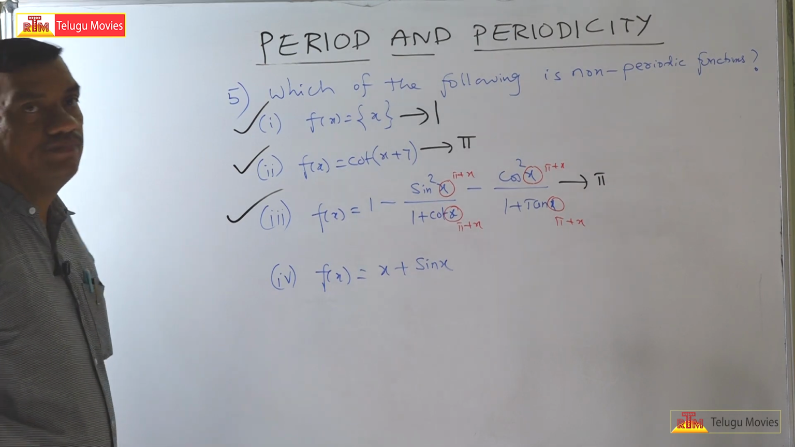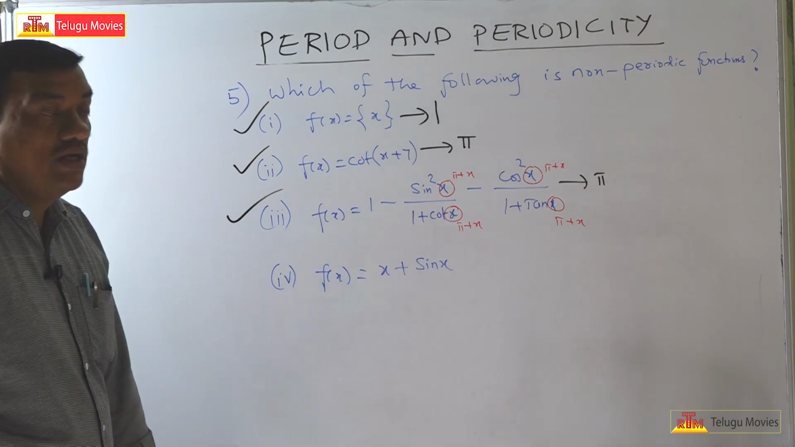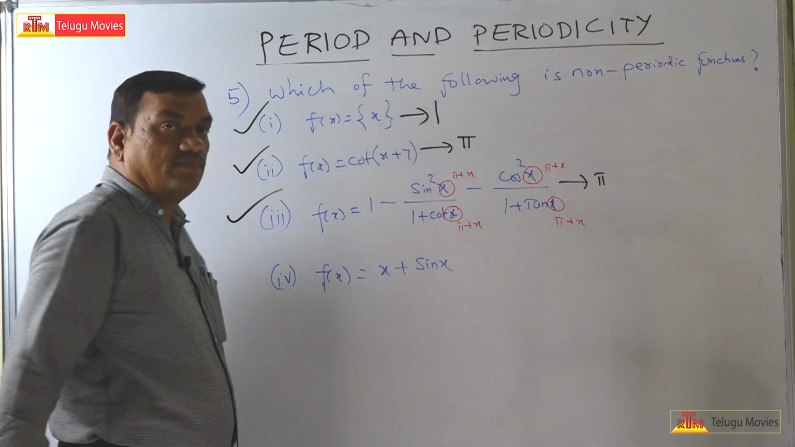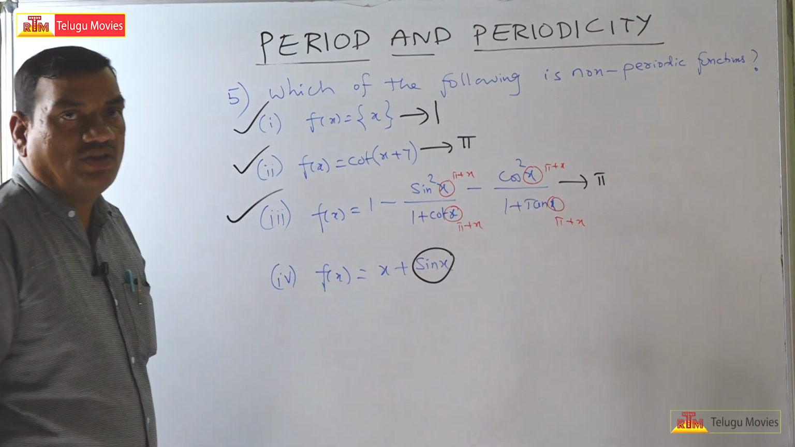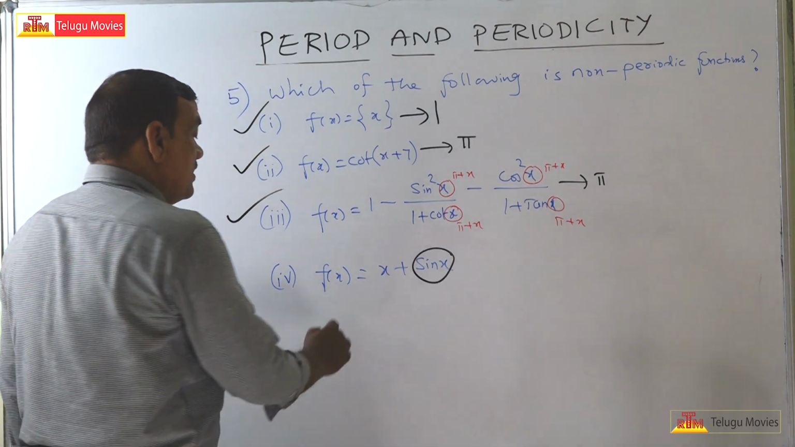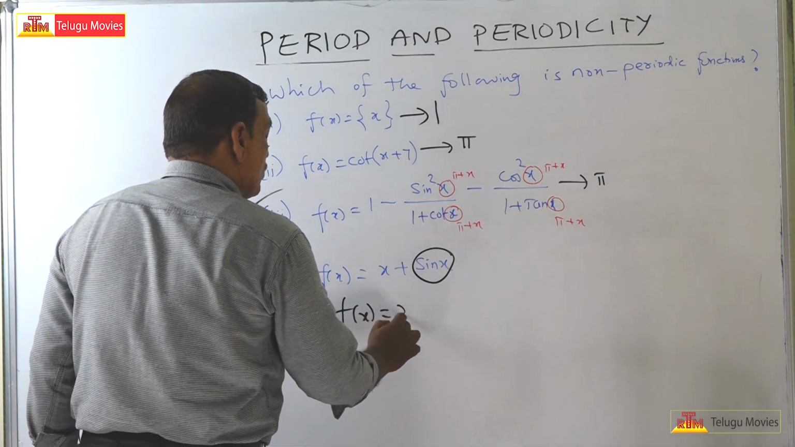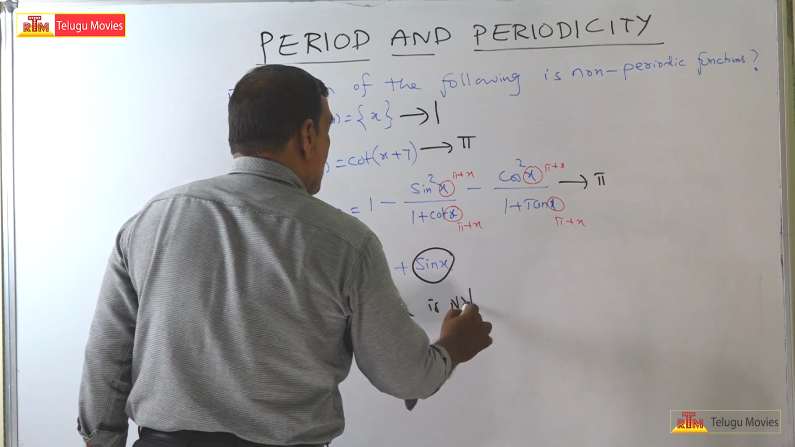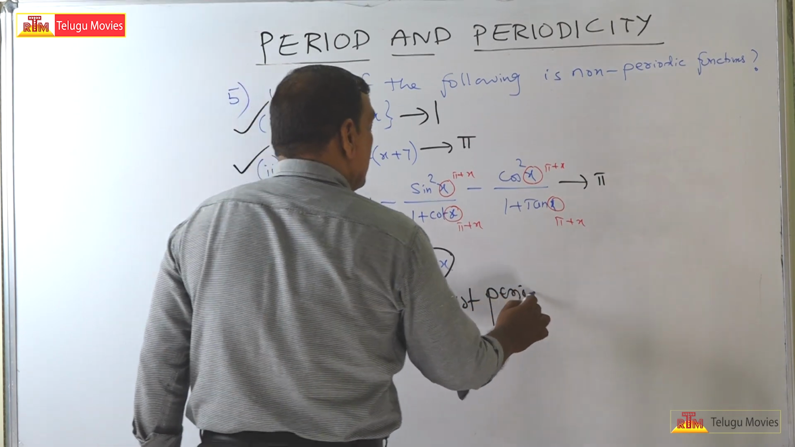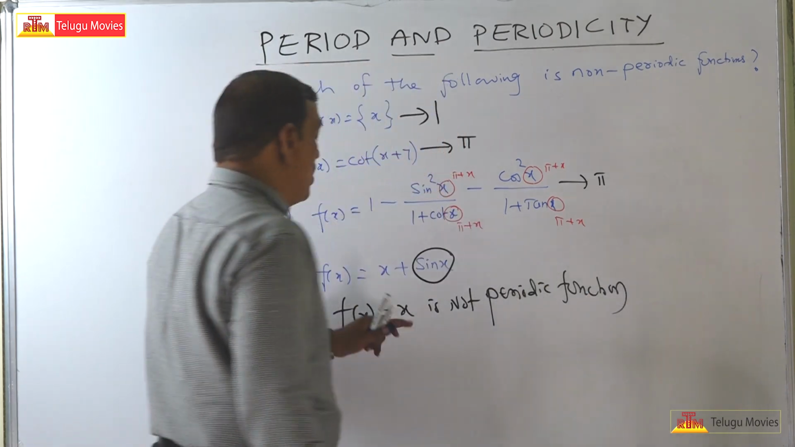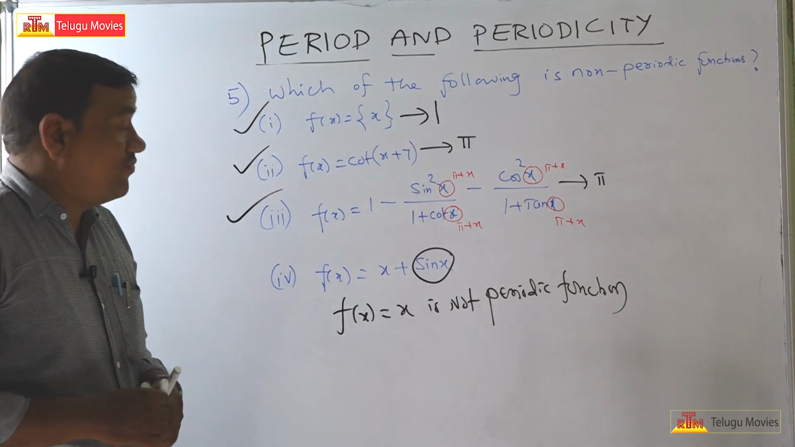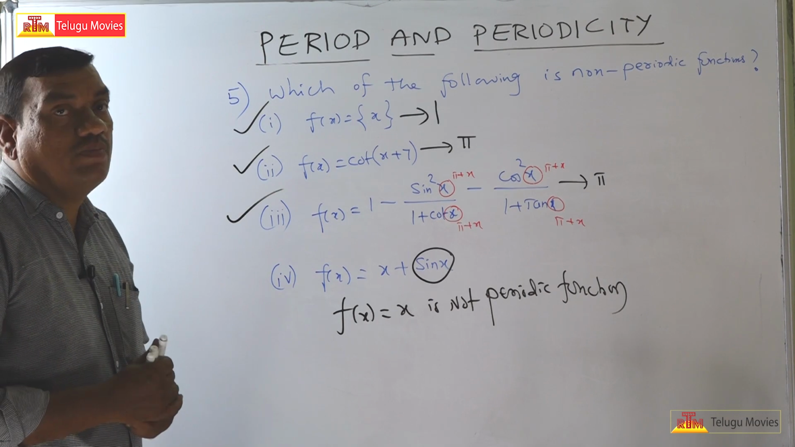Coming to the fourth one. Is it a periodic function? Clearly, sin x is a periodic function with the period 2 pi, but f of x is equal to x is not a periodic function. Remember always, f of x is equal to x is not a periodic function.